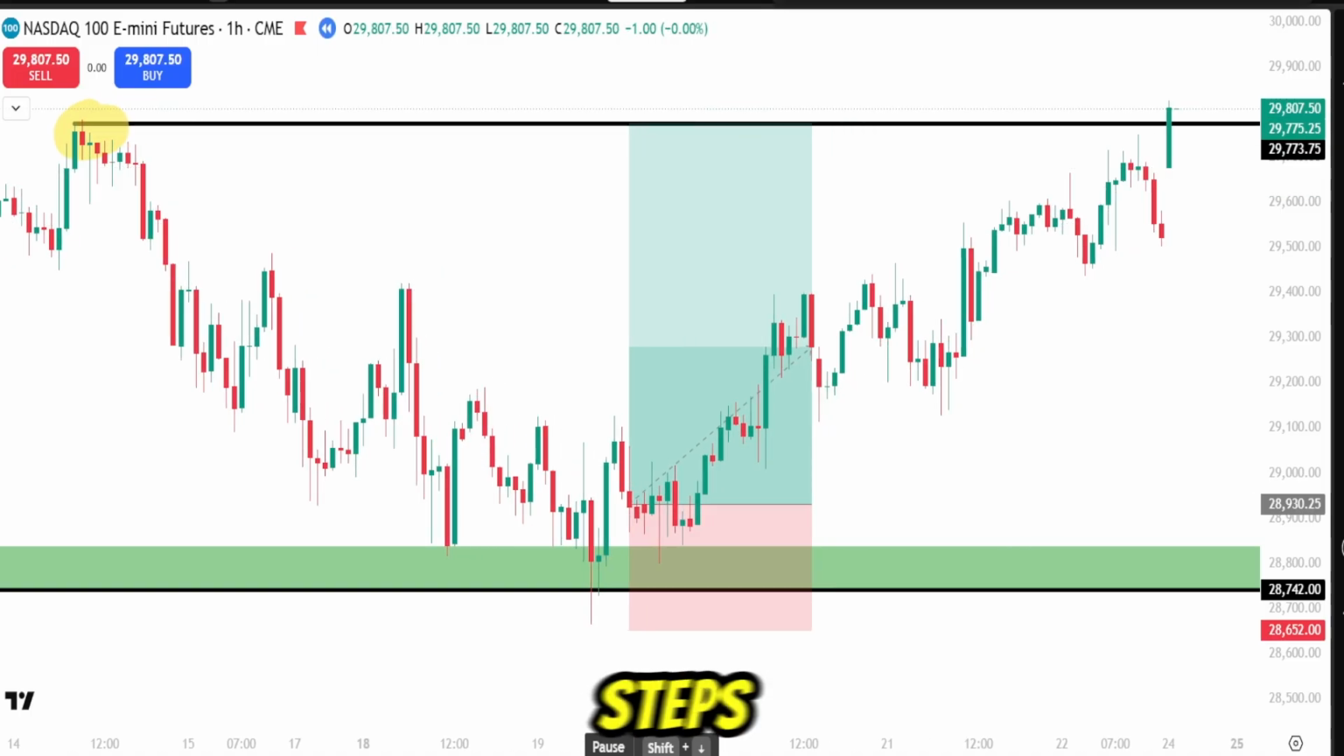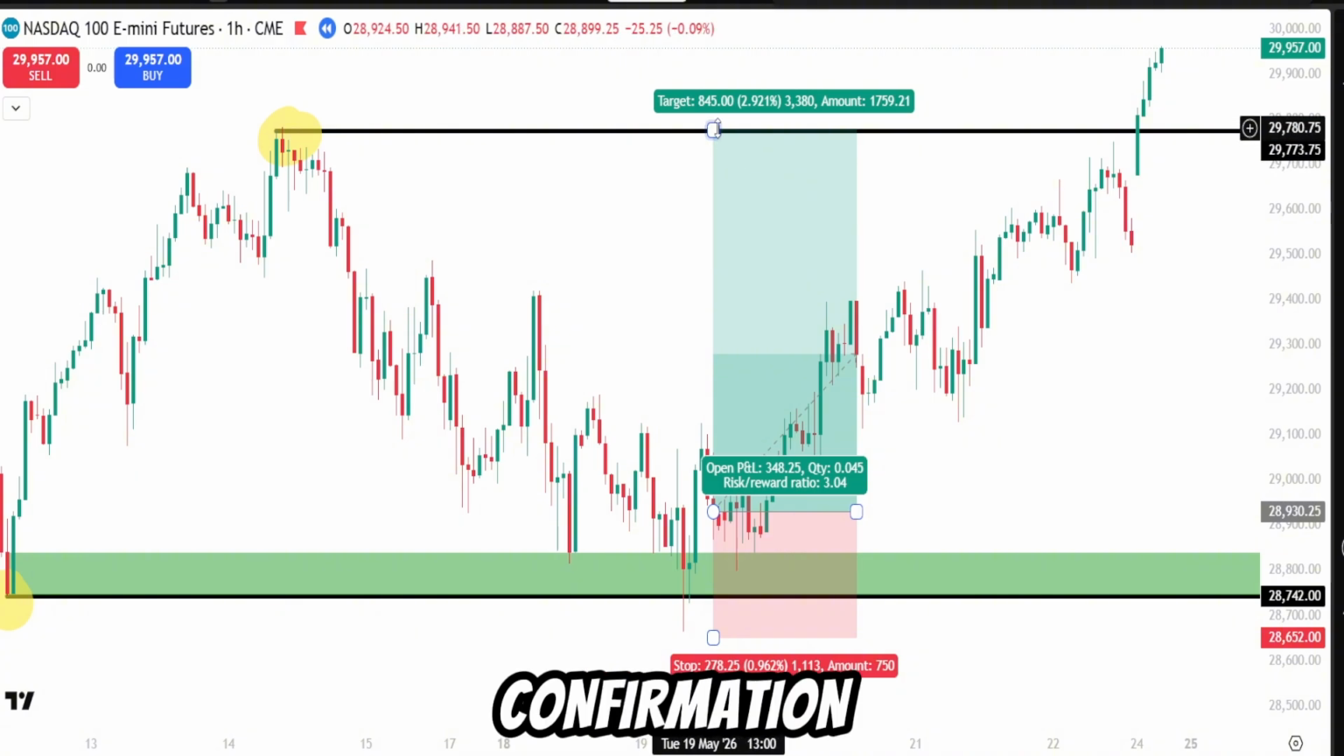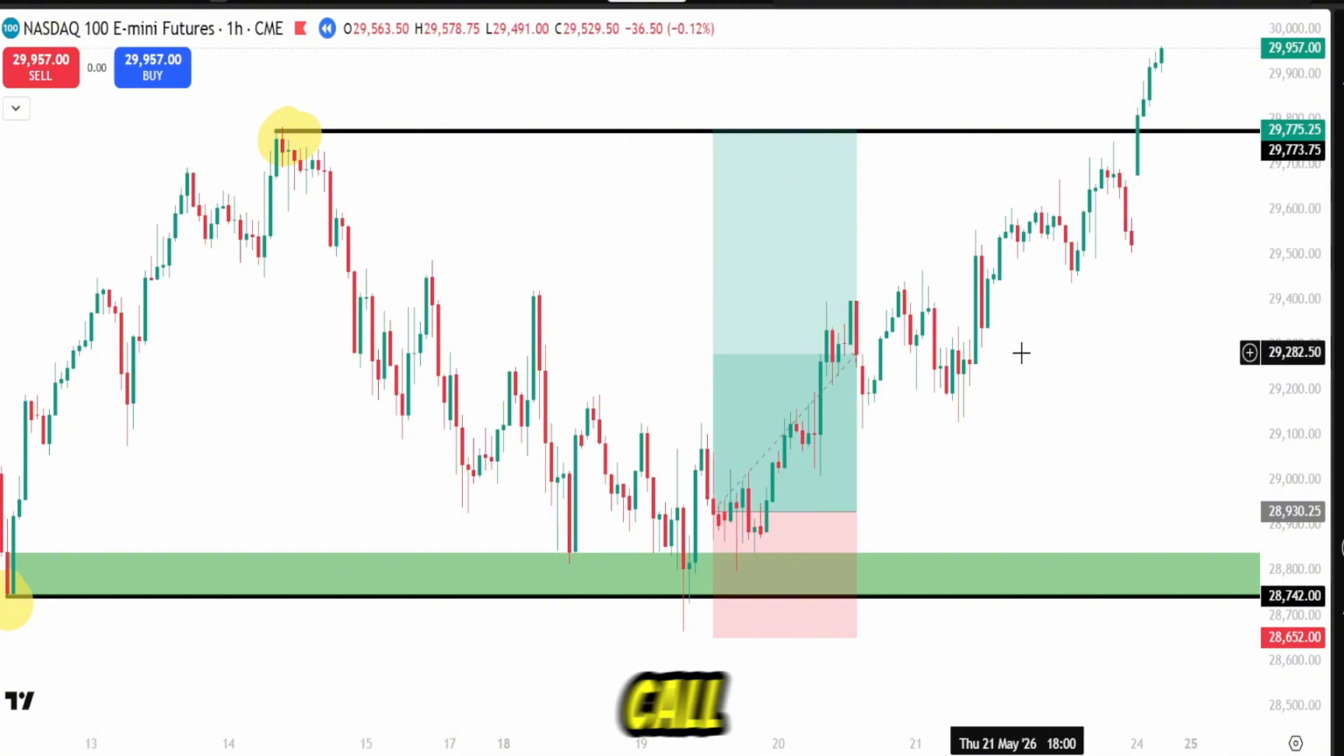That's it. 5 steps. Mark the zone. Wait for the sweep. Wait for the confirmation. Enter. Manage the trade.